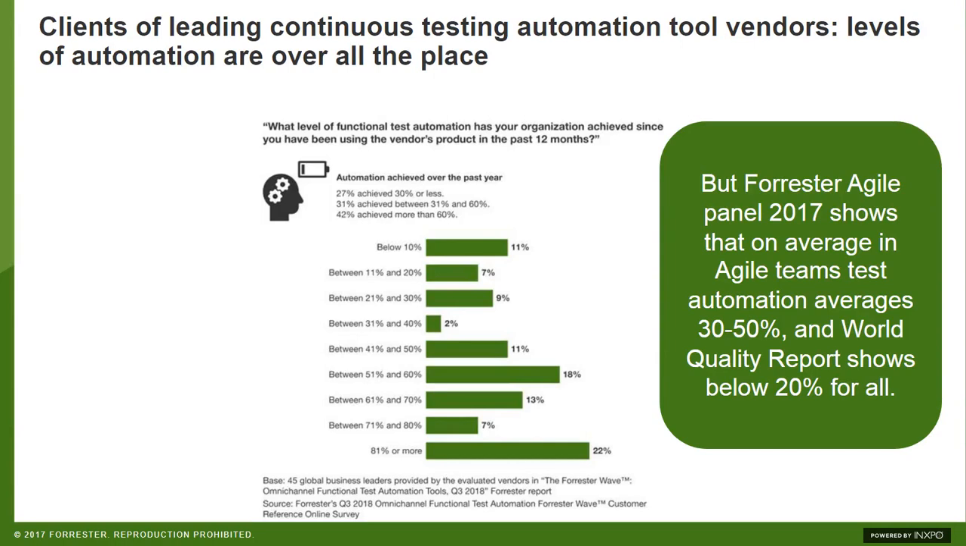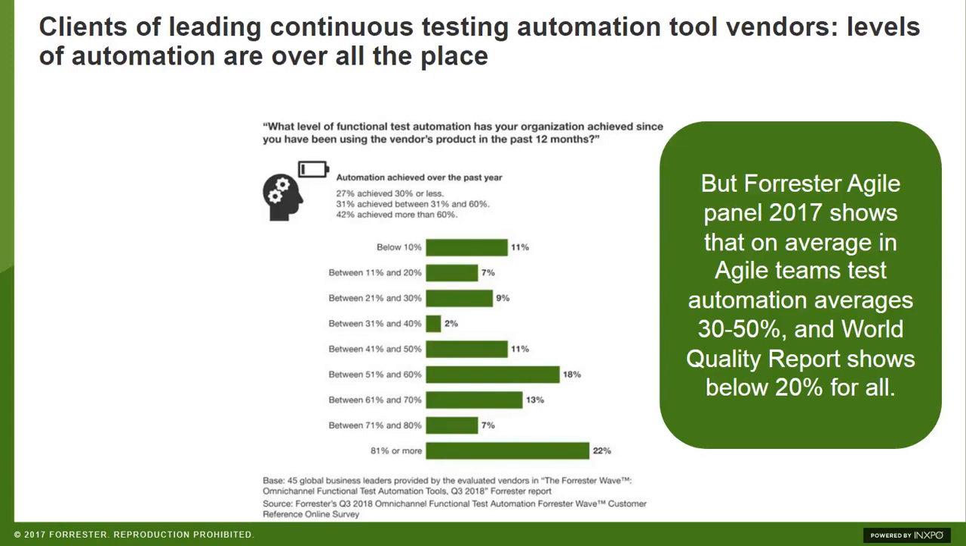But other data around automation also shows that it's still low. The same Agile research that I was mentioning a minute ago shows that for Agile teams, automation generally averages between 30 and 50%. And the World Quality Report that Capgemini does every year shows below 20%, between 18 and 20%.